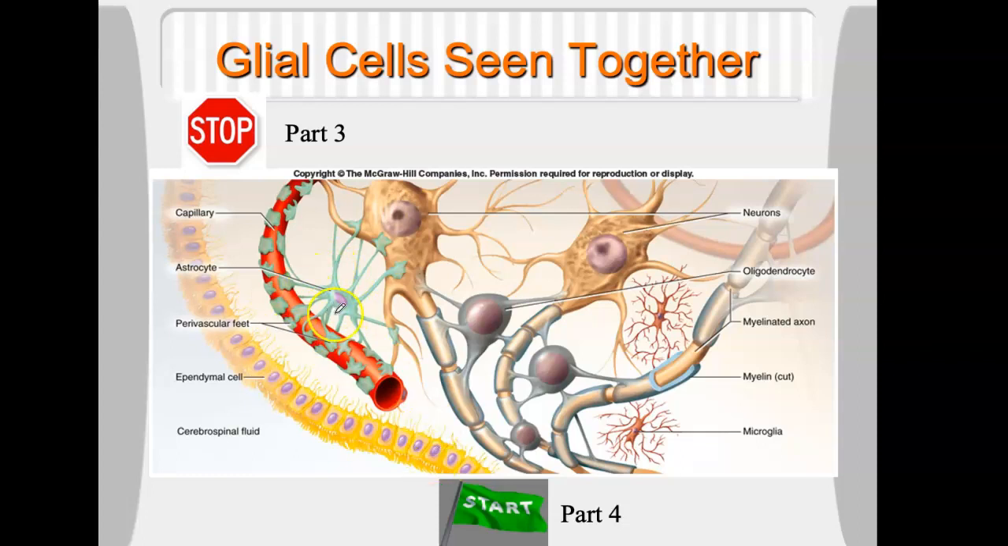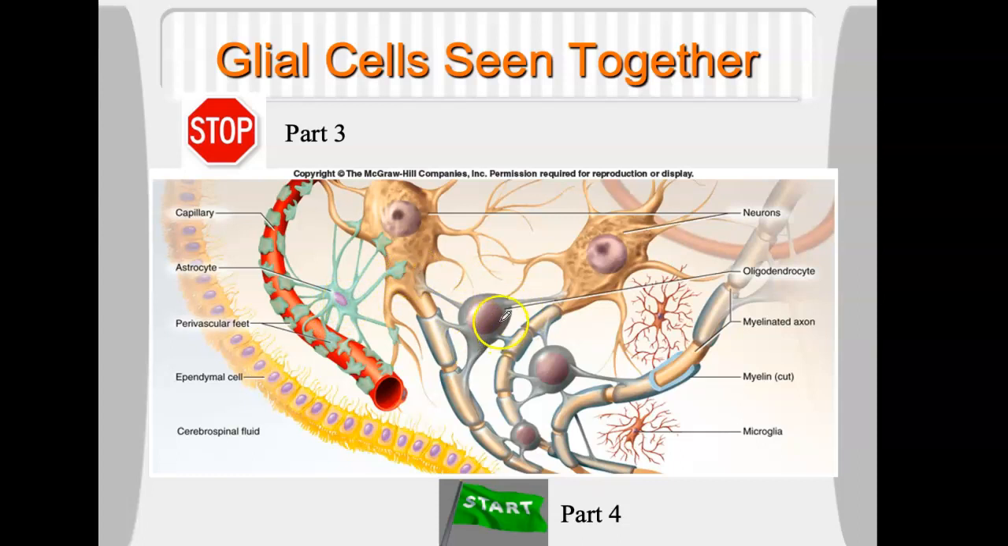Here are the astrocytes. So the astrocytes are going to wrap around a capillary and then wrap around a neuron, and in that way it's the king's taster. It's going to be able to filter anything that's coming from the blood to these cells.